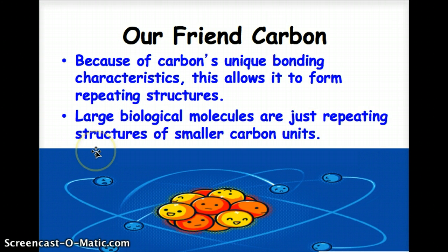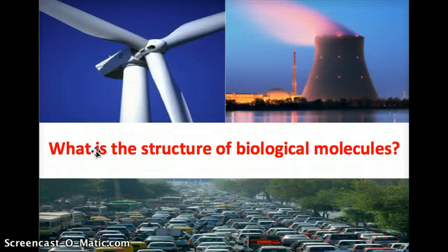Our friend carbon, so again, because of carbon's unique bonding characteristic, this allows it to form repeating structures. Large biological molecules are just repeating structures of smaller carbon units. We talked about polymers and we talked about the little subunits, the little Legos. Those are repeated various times and it makes up these large biological molecules.